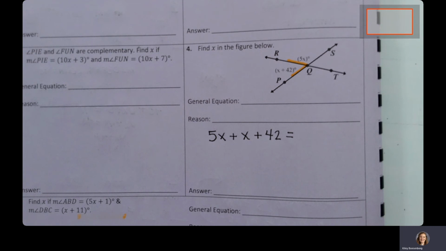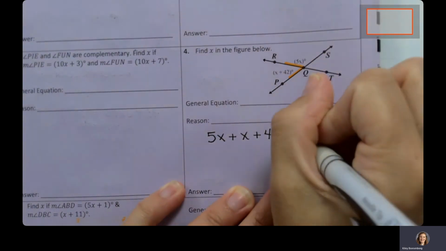Yesterday we learned 180 if it's a straight line. That's a straight line. Straight lines, and I'll never, ever give you a line that looks straight but is only 189 instead of 180. I won't do that. If it looks like a straight line, it is a straight line. You can assume that. This is a straight line, so that means it's 180 degrees. So we would set that to 180.